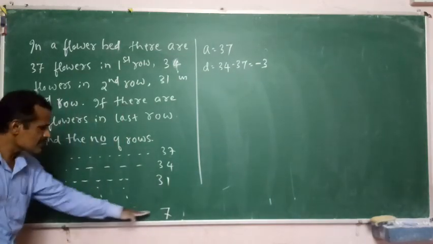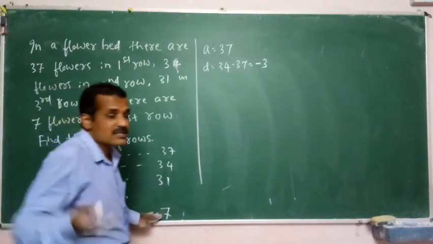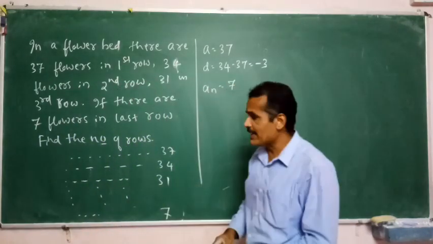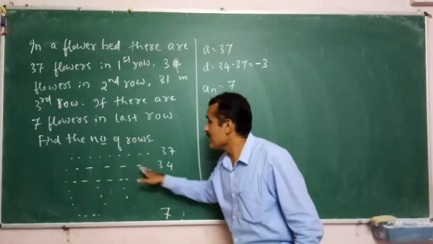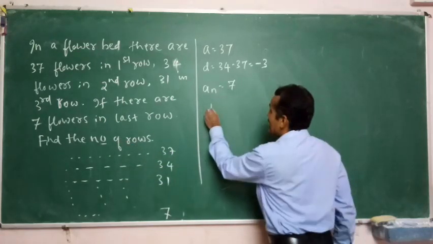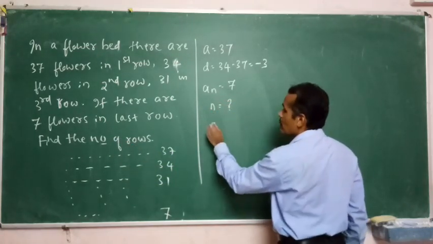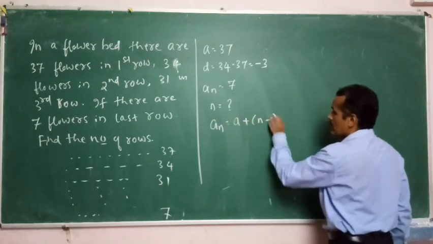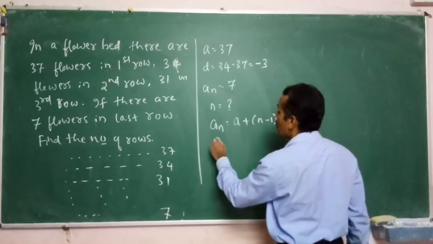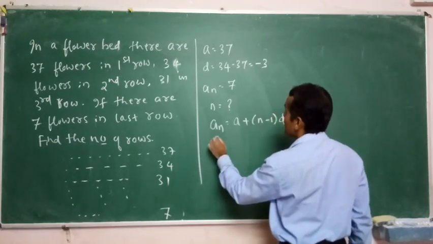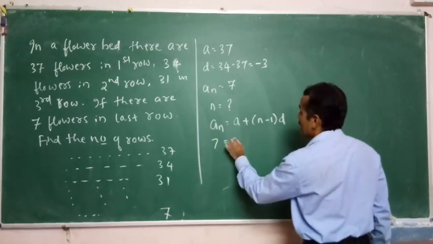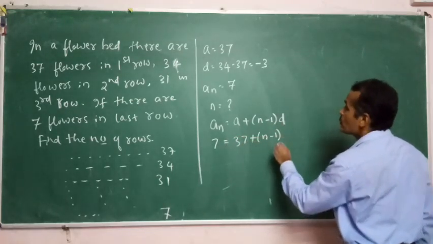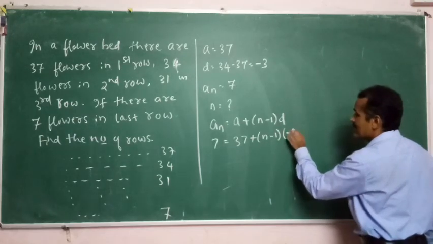Then, what is this? This is in the last row. I can say it is An, the last term. An is equal to 7. But what else should you find? How many rows are there? Find the number of rows. n is equal to how much? Come on. An is equal to A plus n minus 1 into D. 7 is equal to 37 plus n minus 1 into D. D is equal to minus 3.